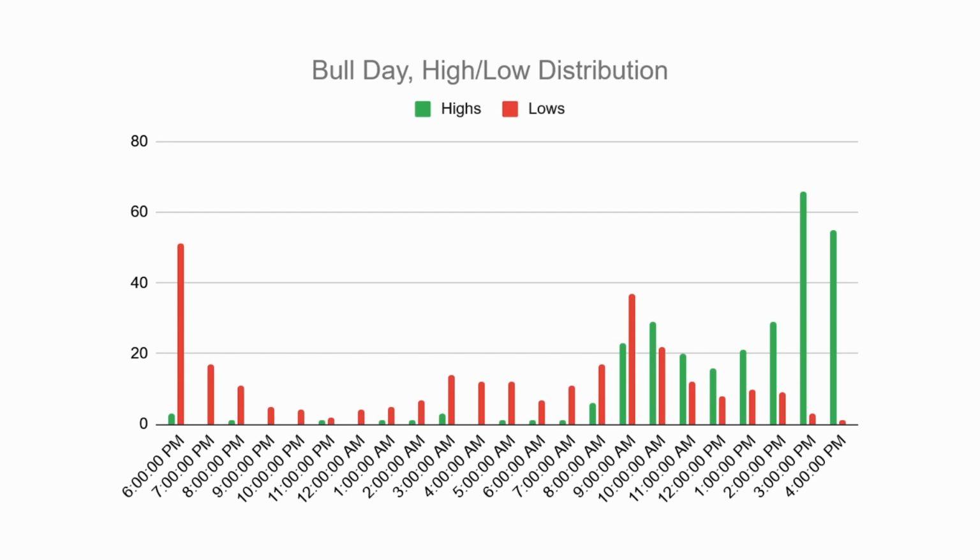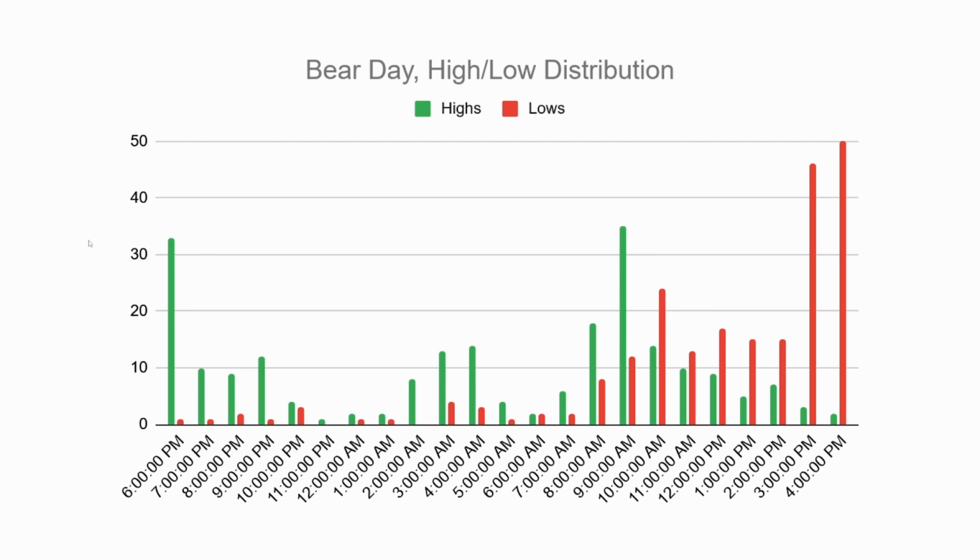So we can have a look at the same data here then for bear days, and we see essentially an inversing of the graph, with the highs being formed at the start of the day during the Asian, London and New York AM session, and the lows being formed during the PM session.